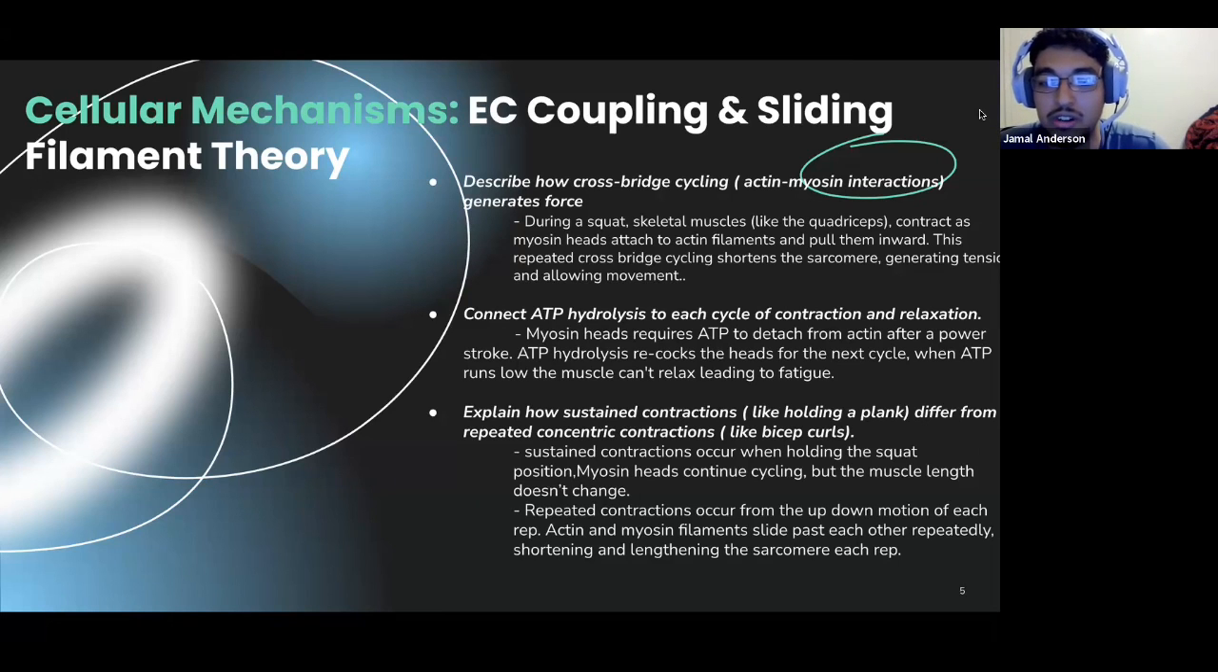Sustained contractions occur when holding the squat in a position. Myosin heads continue to cycle, but the muscle length does not change. Repeated contractions occur from the up-down motion of each rep. Actin and myosin slide past each other, shortening and lengthening the sarcomere each rep.